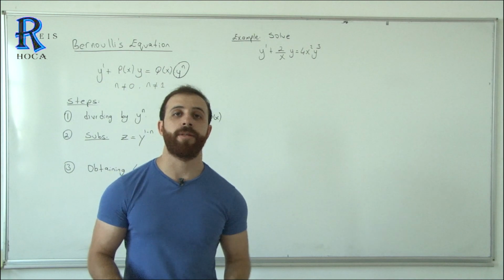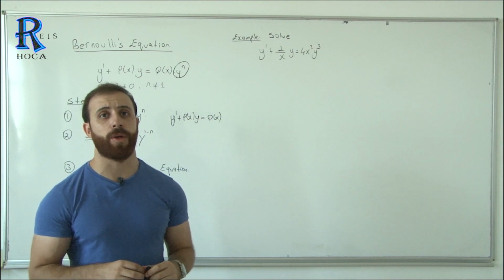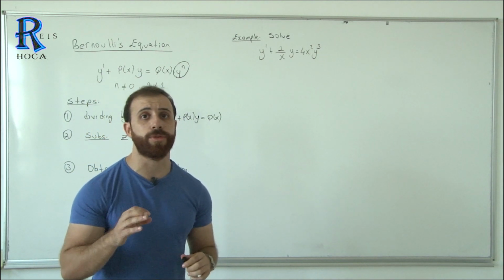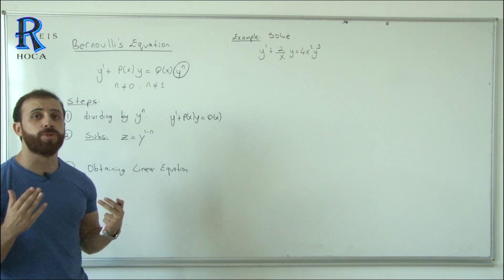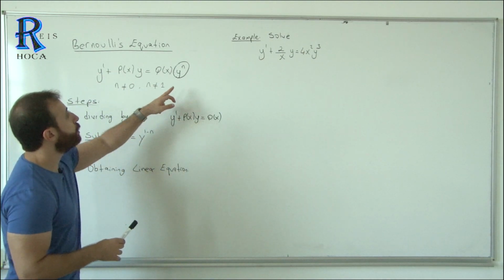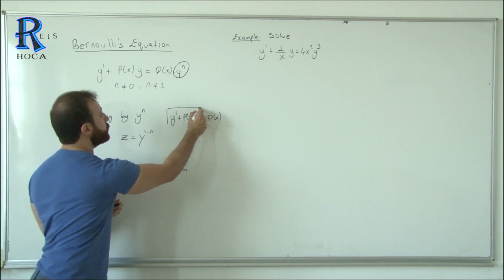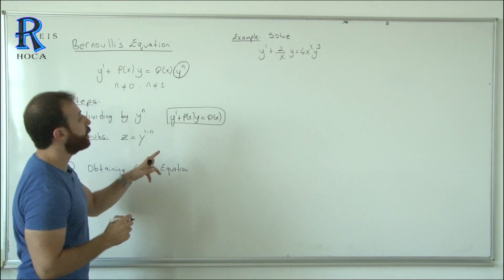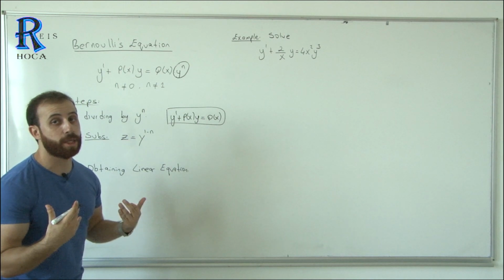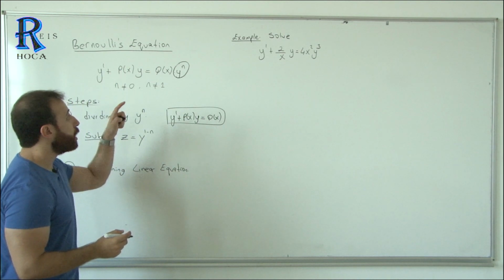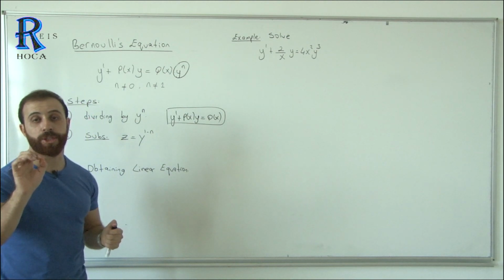Hi, another type of differential equation is called the Bernoulli type differential equation. It's similar to a first order linear differential equation, but what's the difference between these two? Here, this is a linear differential equation, y prime plus p(x) y equals q(x), with no term of y on the right side. But if we have a term of y on the right side, this is called a Bernoulli differential equation.